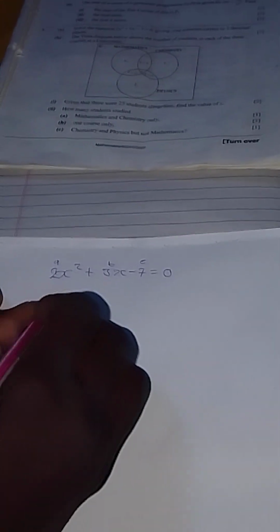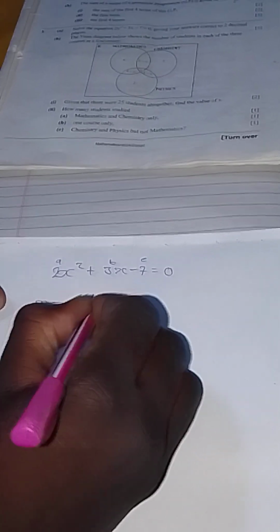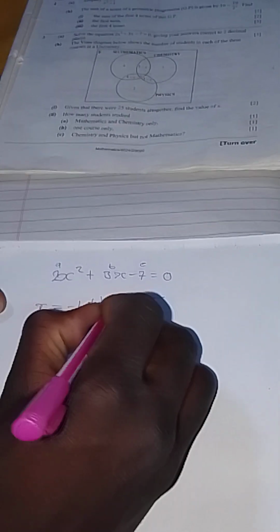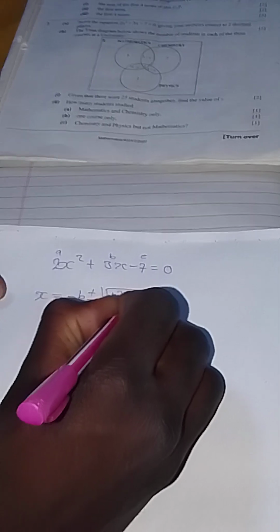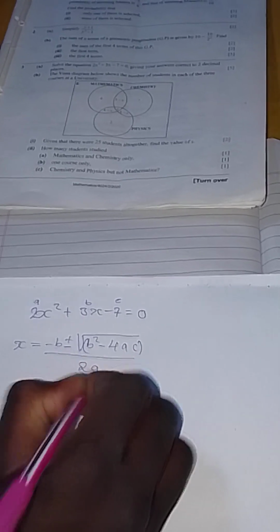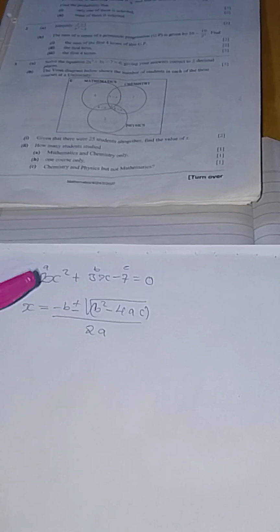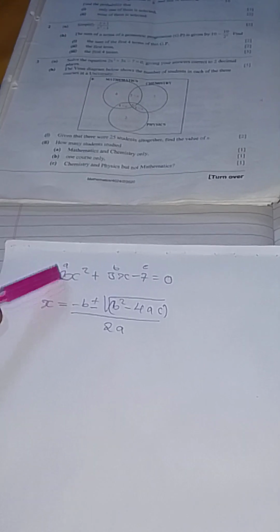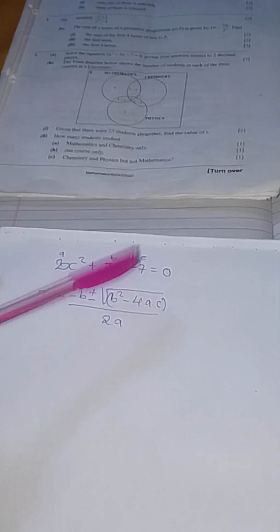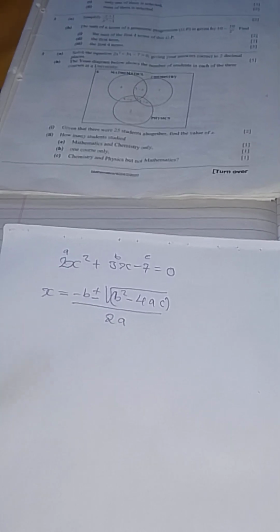The formula is x = (-b ± √(b² - 4ac)) / 2a. So this is the formula which we are going to use. We already know what our a is. Our a is 2, then our b is 3, our c is -7. What we are going to do is substitute these values into the formula.